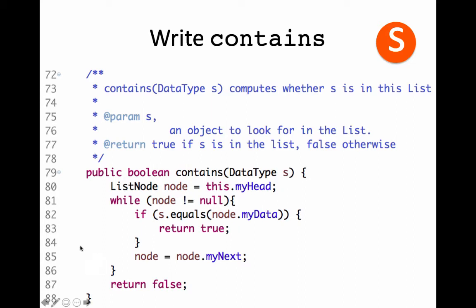Okay, but while the node is not null, I'm going to call the equals method. So here we could have called the equals method like this, or we could call the compareTo and see if it returns 0. And if s is equal to node.myData, then we'll return true. You might pause and make sure that you have a good understanding of this contains method.